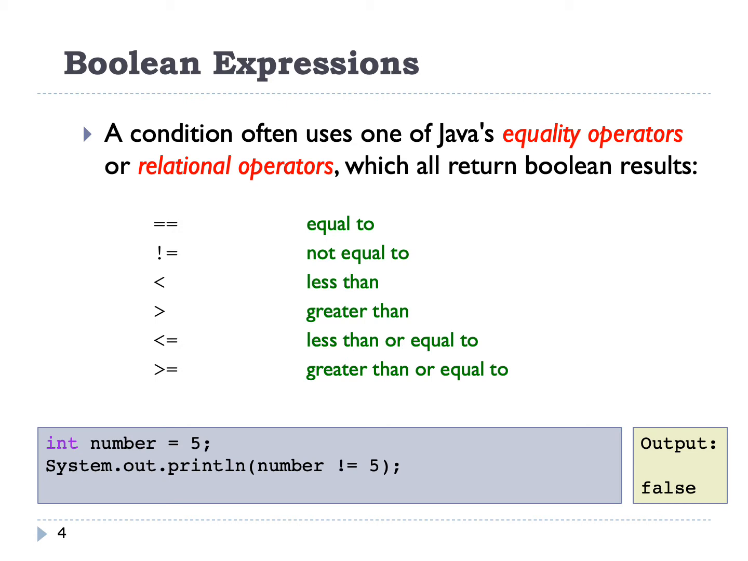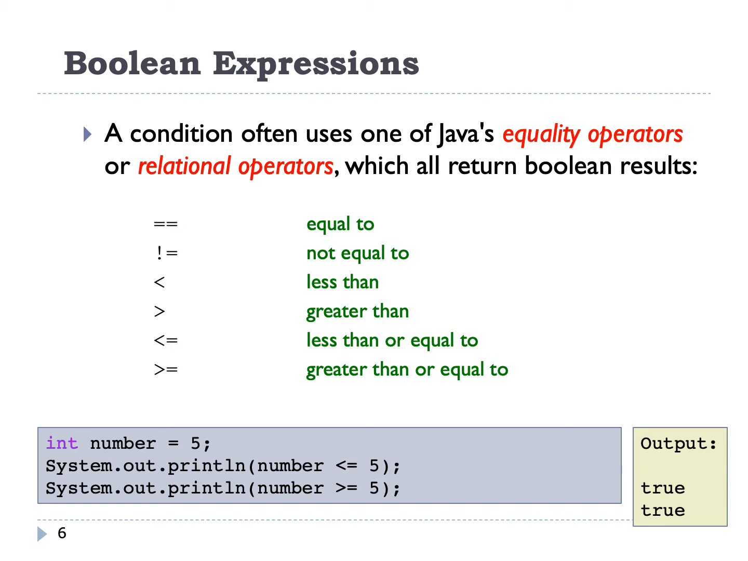Next, we have exclamation mark and equal, which means not equal to. Similar code as before, we would write number not equal to 5. It will display false because number is equal to 5. We have less than or greater than. Similar code as before, we would write number less than 5 or number larger than 5. It will display false in both cases because number is not less than 5 and it is also not larger than 5.